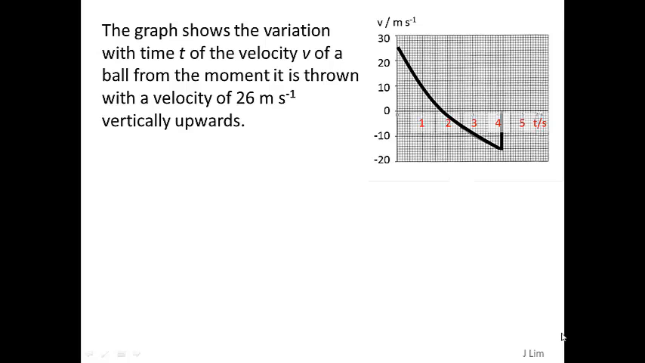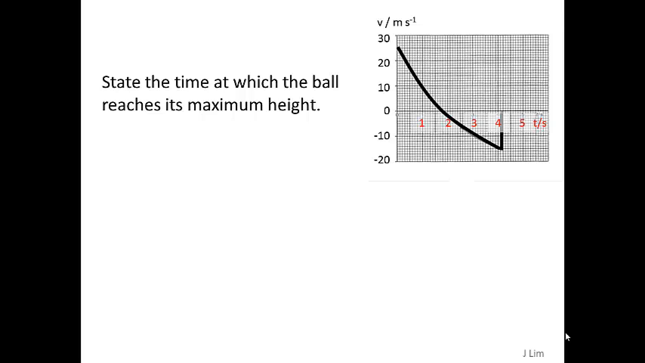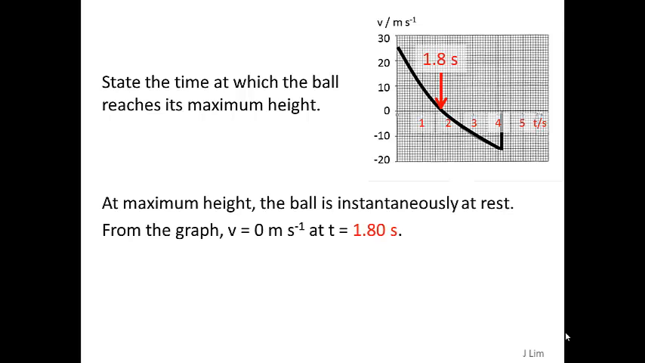The graph shows the variation with time t of the velocity v of a ball from the moment it is thrown with a velocity of 26 meters per second vertically upwards. State the time at which the ball reaches its maximum height. Now at maximum height, the ball is instantaneously at rest. From the graph, v equals 0 at time t equal to 1.8 seconds. That's when the ball is at rest.